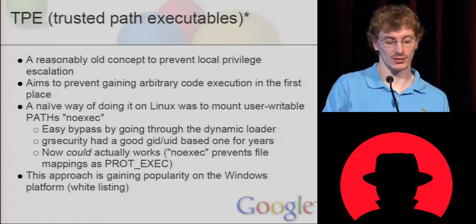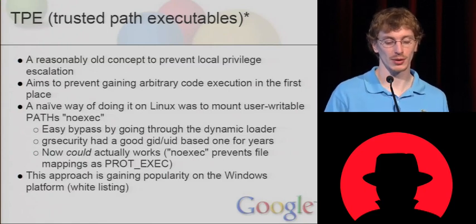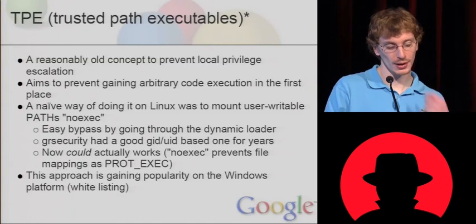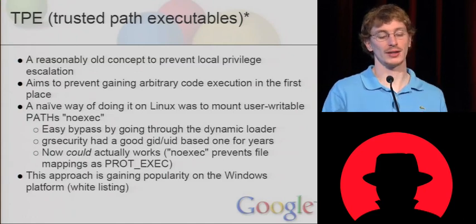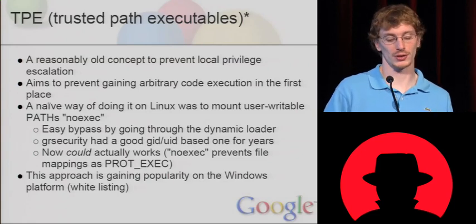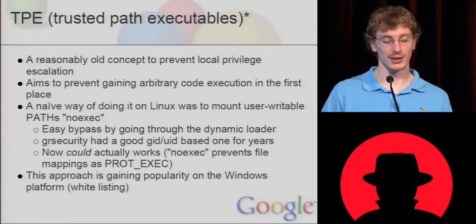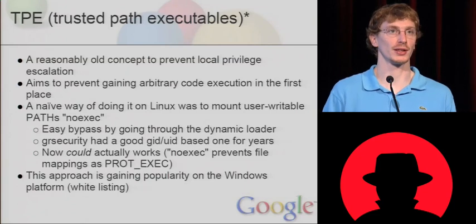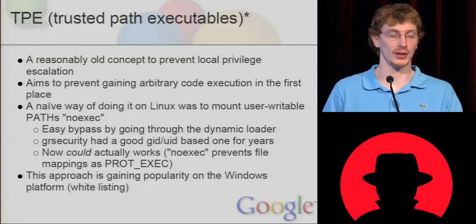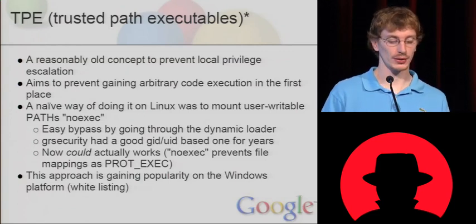GRSecurity had a good GID UID based one for years. I think it was released in 2000 or something like this. And nowadays, it could almost work if you would just mount something with noexec, because nowadays the semantic is actually respected, and it does prevent file mapping as PROT_EXEC and not only execve.